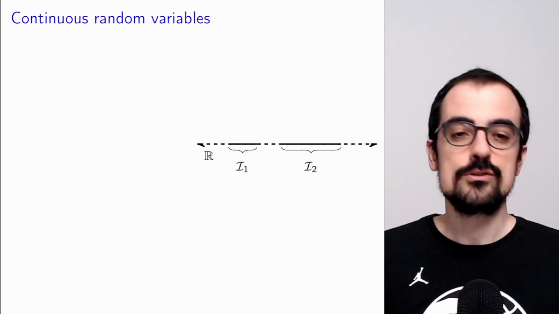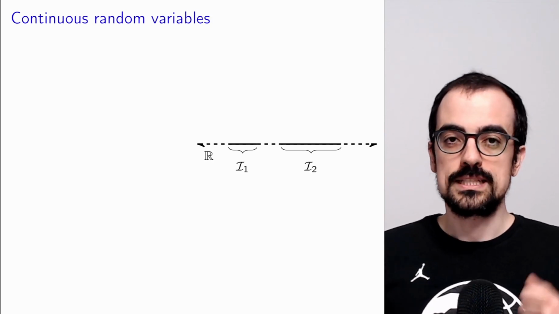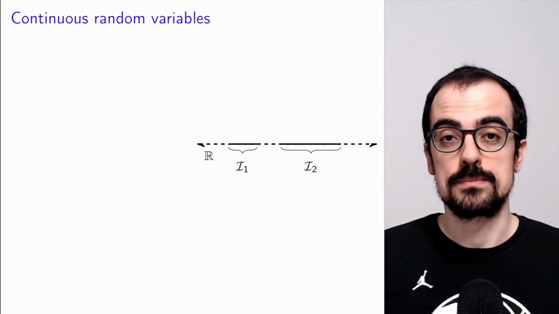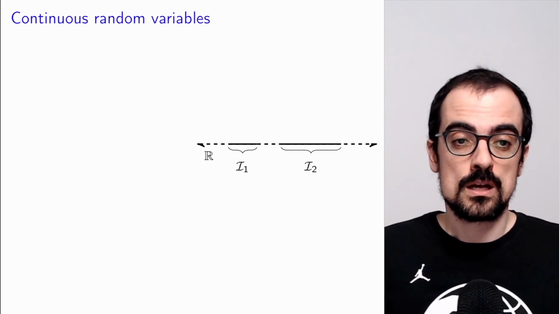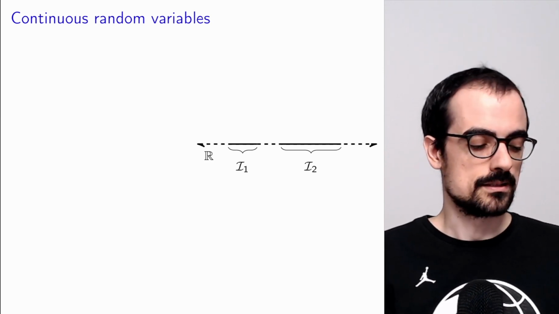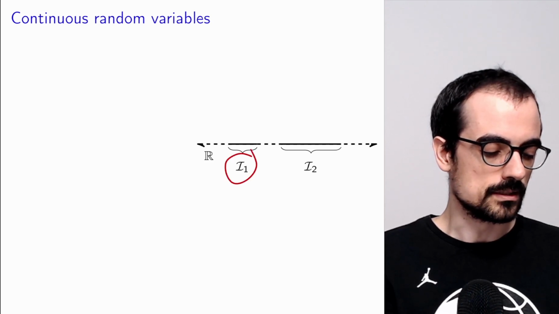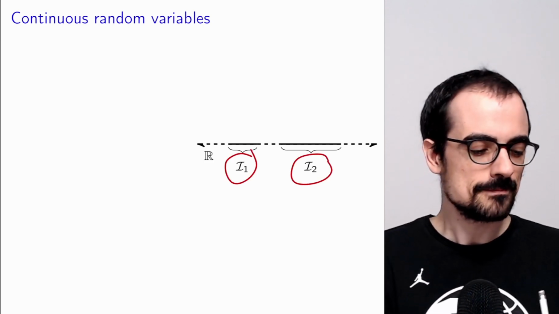What about continuous random variables? In the case of continuous random variables, we cannot describe them in terms of the probability that they are equal to individual points, because these are continuous quantities and that probability is going to be 0. Instead, we characterize continuous random variables in terms of the probability that they belong to different intervals. So here we have these two example intervals within the real line.